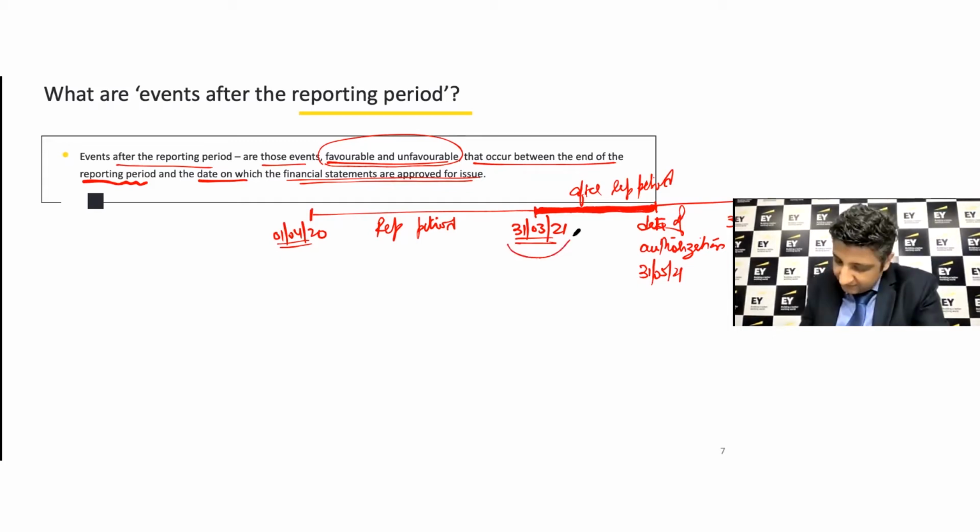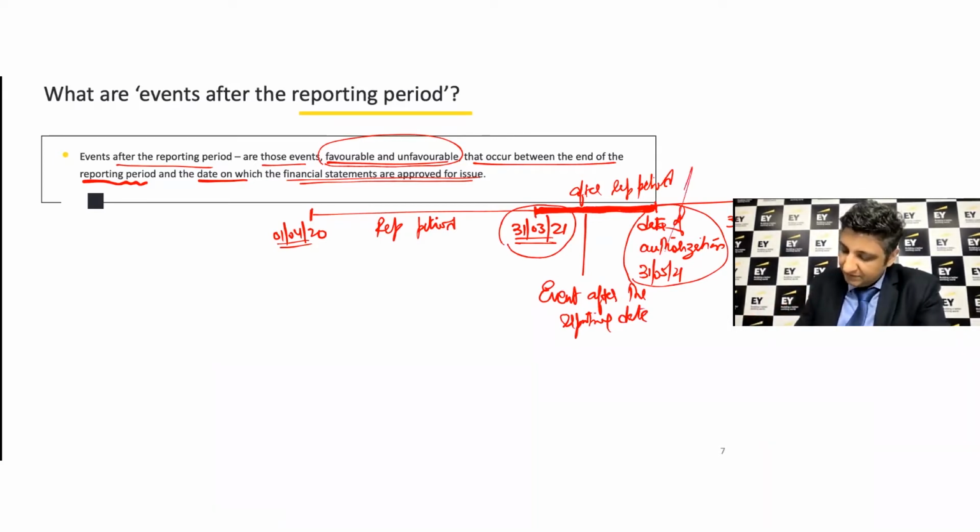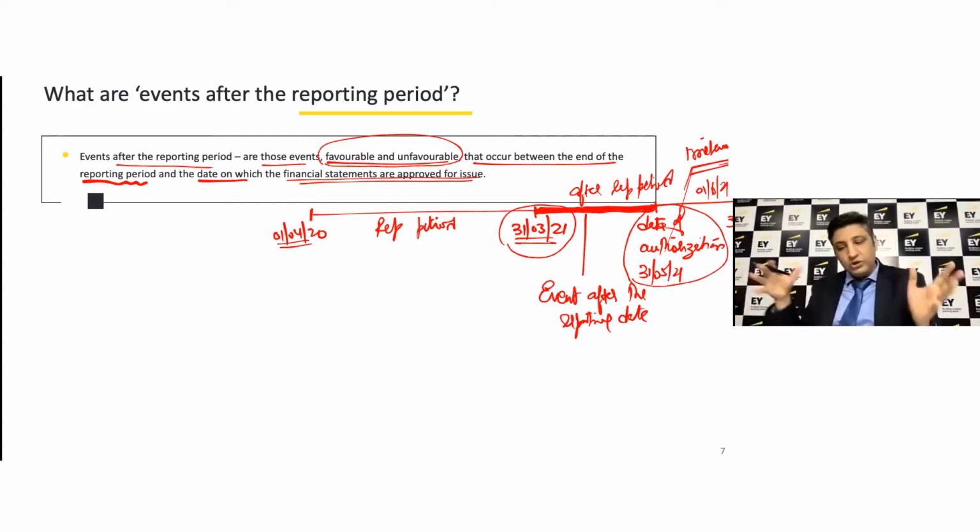Anything that happens after the end of the period and up to the date of authorization of the financial statements, any event that happens between the two dates, is referred to as an event after the reporting date. This simply means that anything that happens after 31st of May, let's say on 1st of June, is irrelevant and is not part of this standard. It would only be considered in the reporting of the financial statements for the next accounting period. It is not covered by this standard. You want to remember this: between the end of the reporting date and the date of authorization of the financial statements.